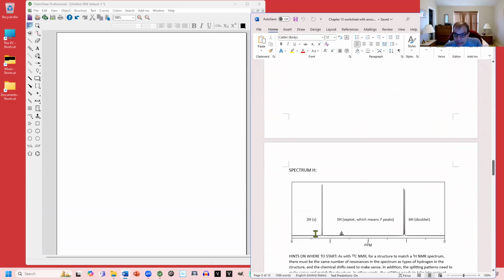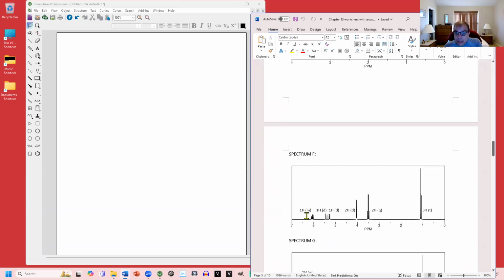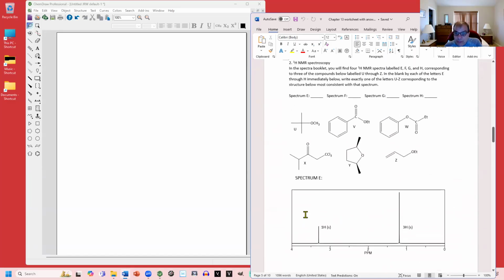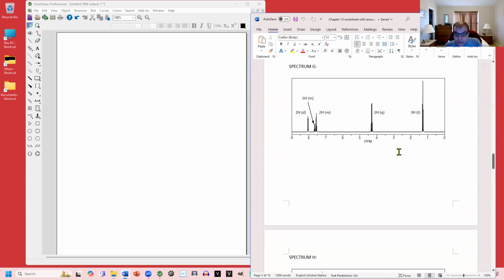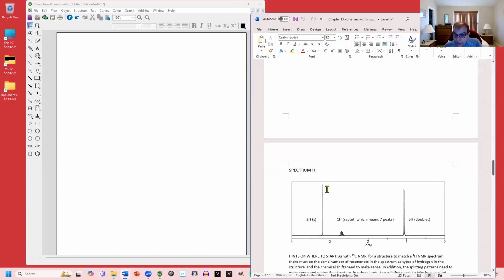And so we have 3 types of hydrogen here. We have a 6H doublet, a 1H septet, and a 2H singlet. So that 2H resonance has no hydrogens adjacent to it. So there's only 3 types of hydrogen. That pretty much narrows it down for us, because that tells us immediately it can't be compound W, because then we'd have aromatic hydrogens. There's no aromatic hydrogens here. The most downfield peak is at about 3.2.